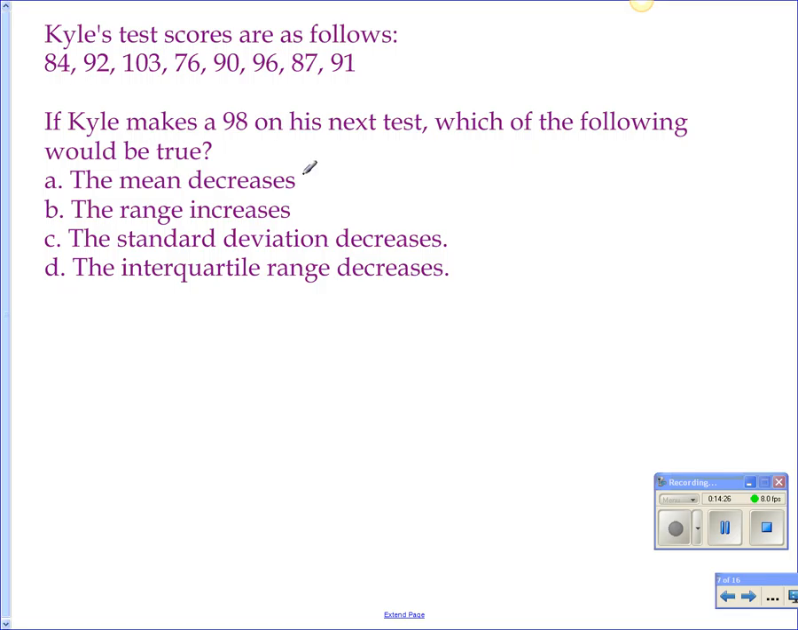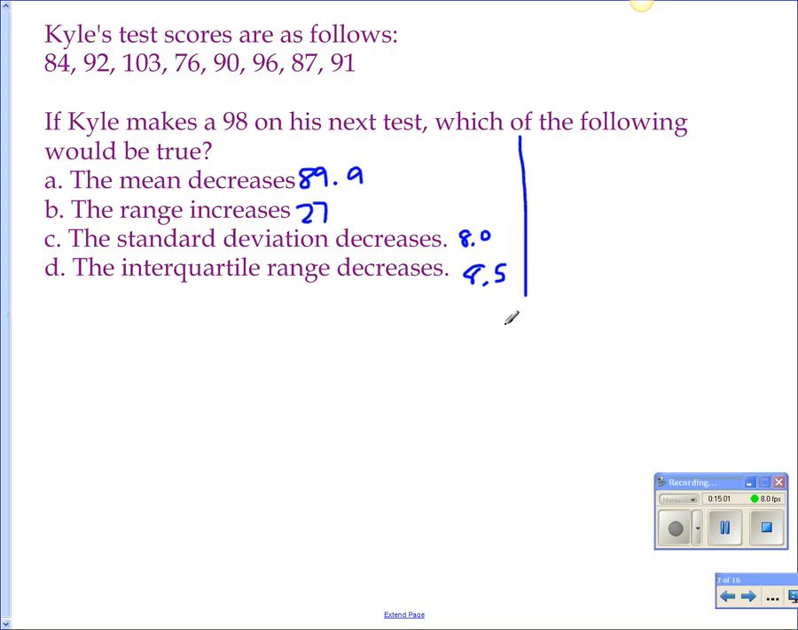Okay, I am getting the mean to be 89.9. The range is max minus min, so 103 minus 76 gives you 27. The standard deviation is 8.0. And the interquartile range is Q3 minus Q1, so 94 minus 85.5 gives you 8.5. Okay.